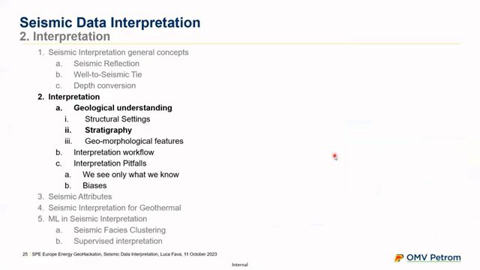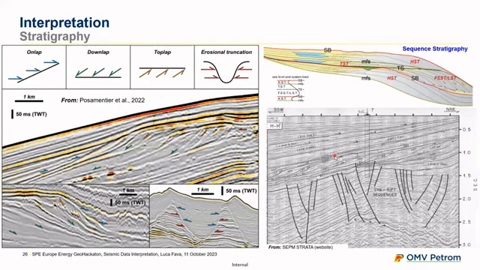Good. That was about the structural setting, and the structural setting is very important. So we need to understand basically the box, the container of our fluids, water or hydrocarbon, that depends on which kind of business we are in. But then we can also interpret stratigraphy using seismic images. In this case, I'm showing some examples of stratigraphic terminations.